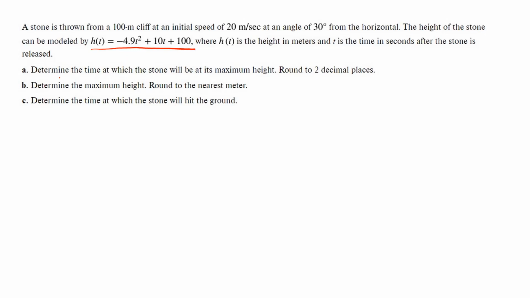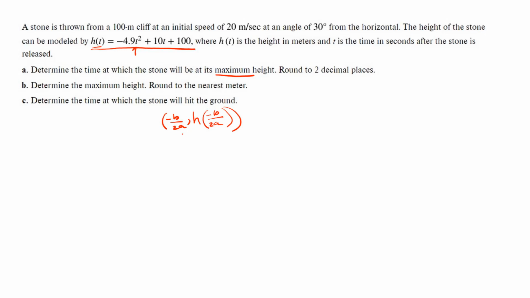So we're going to use that to determine the information. So determine the time at which the stone will be at its maximum. Okay, so in this function, t is time and h of t is the height of the object. So we're trying to figure out when it will have its maximum height. So that's going to be at the vertex of the parabola. So we can find the vertex using negative b over 2a.